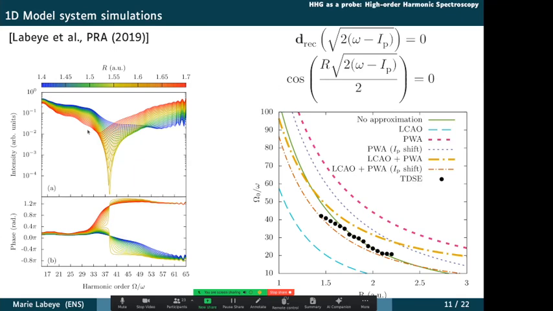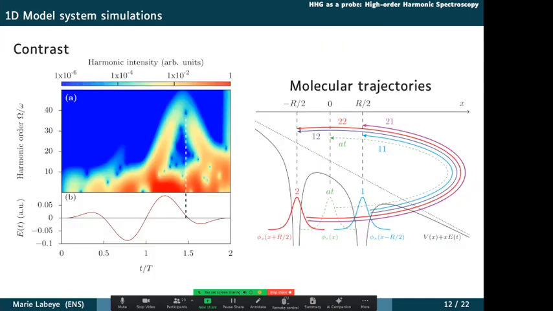Something that is very clear here is that the interference contrast is also very dependent on the internuclear distance, and that kind of explains why sometimes in the experiment they see a minimum, sometimes they don't see a minimum, and that was at some point very discussed in the literature. Maybe I won't go into all the technical details. I can answer questions at the end, of course. But to better understand why some have more contrast than others, we plot here not only the spectrum, but the time-dependent spectrum, a time-frequency analysis of the signal.